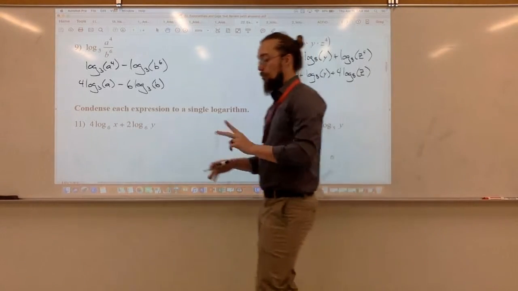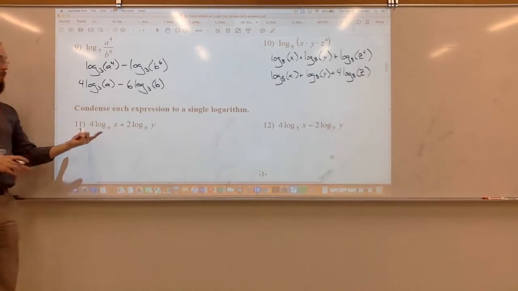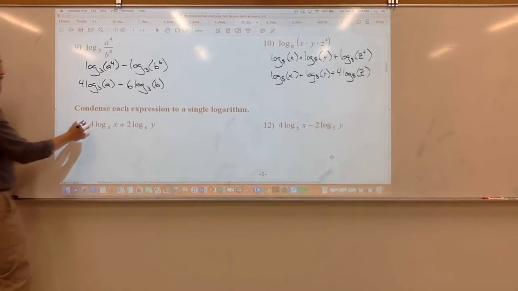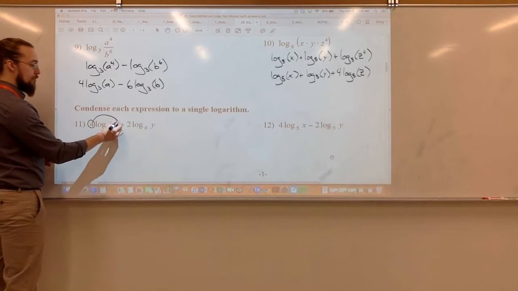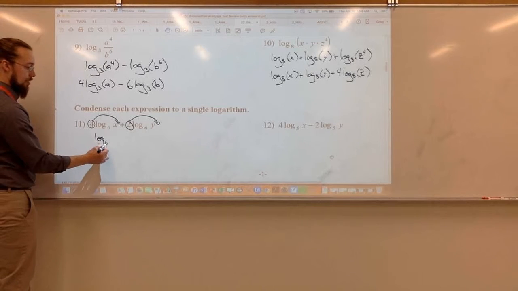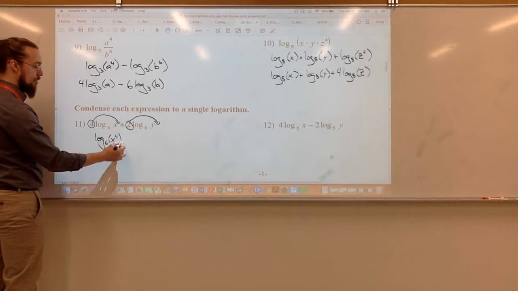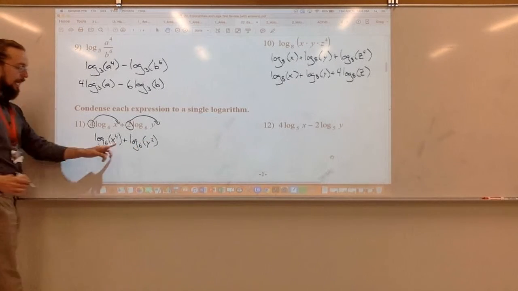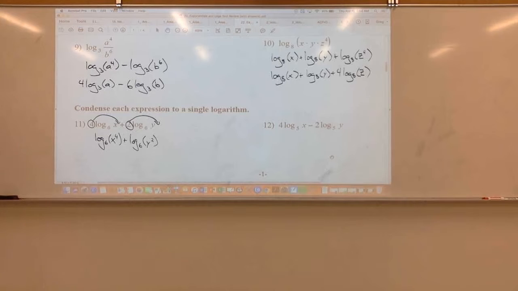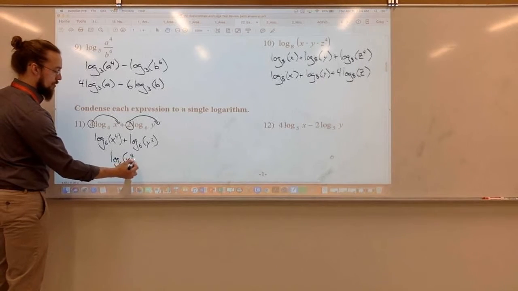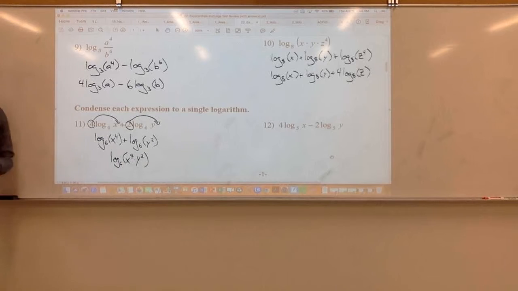For 11 and 12 then, we're going backwards. We're given an expanded log, and we want to condense it as far as possible. So the first thing we can do is look at our coefficients and bring those up as exponents. So I can make this log base 6 of x to the 4th plus log base 6 of y squared. Now if I'm adding two logs together, I can combine them by multiplying what's on the inside. So I can make this log base 6 of x to the 4th times y to the 2nd.